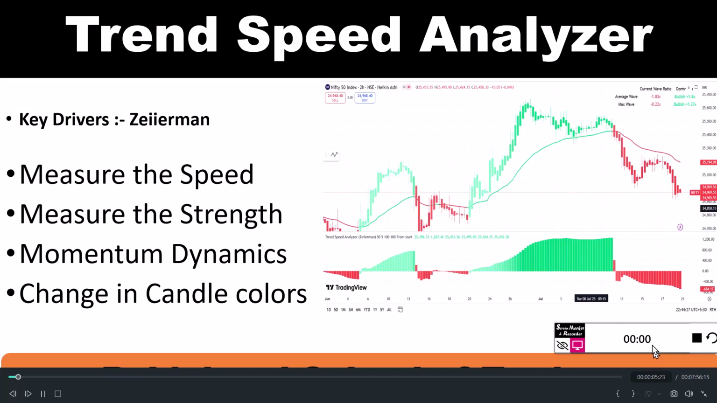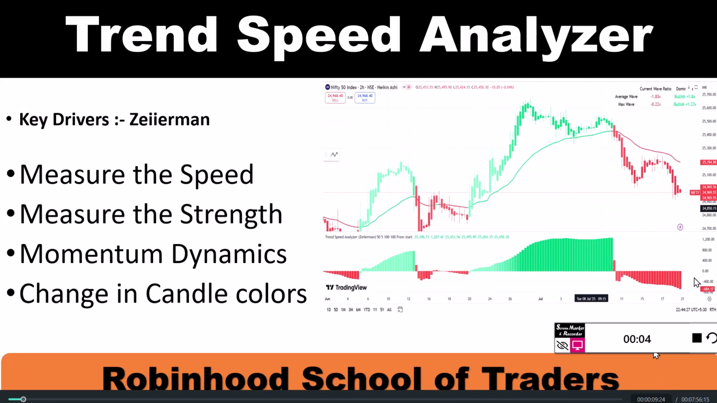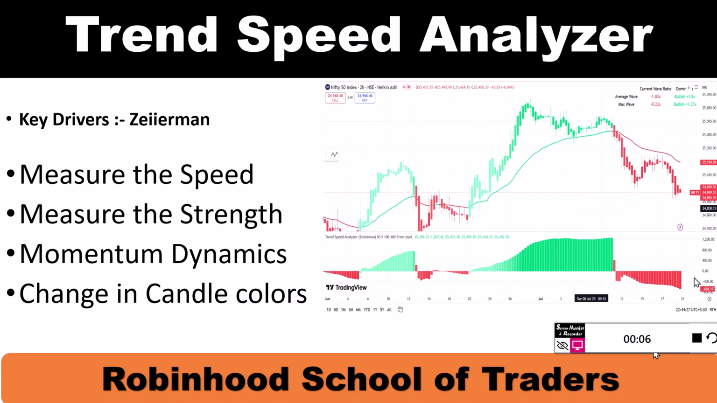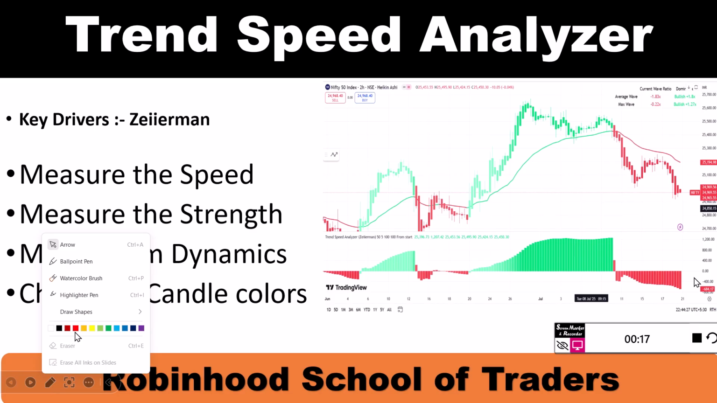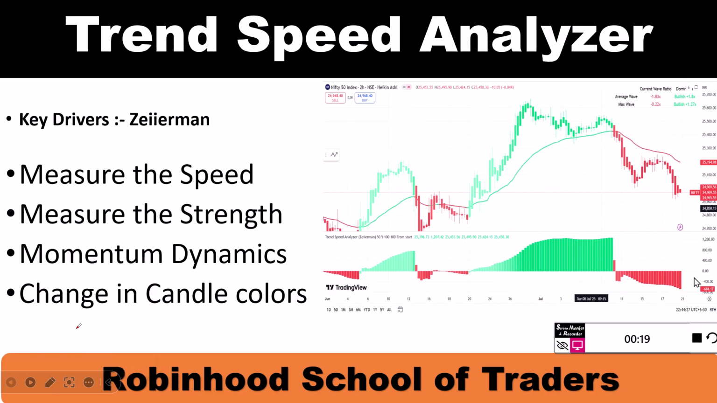A thrilling episode at Robin's School of Traders. This is a new indicator which you have learned today. The name of the indicator is Trend Speed Analyzer. So Robin, what is different in this? This indicator is created by Zierman. This is the mother of this indicator.